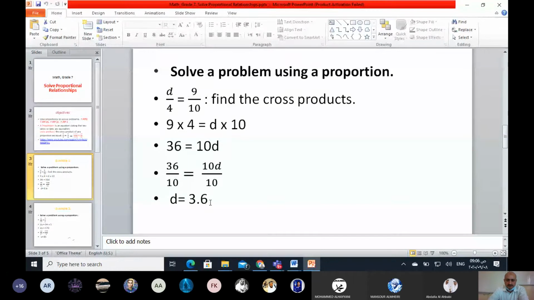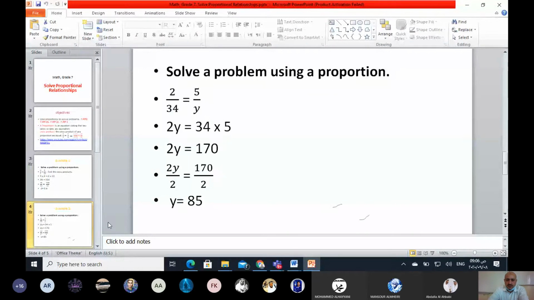The next example now. Solve a problem using a proportion. As you see here, we have a proportion, equality between two ratios. You have 2 over 34 equals 5 over y. Here we have a missing value, a variable. We want to solve this problem. What do I do? The first step, find the cross product. So I can write 2 times y equals 5 times 34.